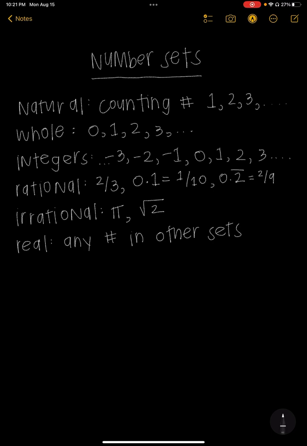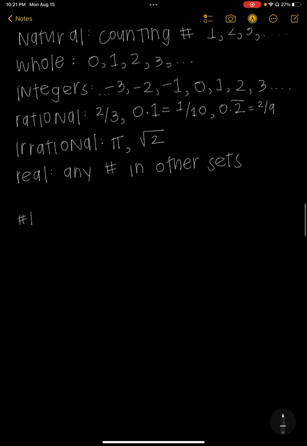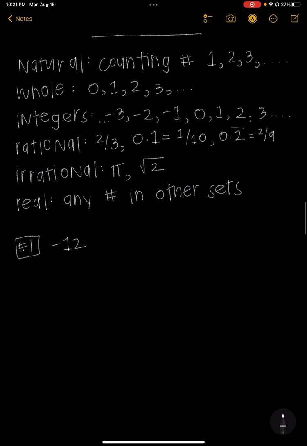Okay, so now that we've gone over all of the sets, let's talk about some examples. Let's see, so number 1, let's say negative 12. So the goal here is to decide what sets negative 12 belongs to. So the easiest way for me to do that is to go from the most specific and kind of work my way down. So let's talk about the natural numbers because that's the most specific. Negative 12 isn't a natural number because it's negative. It's not positive. Just because it's not positive, it's not considered natural.